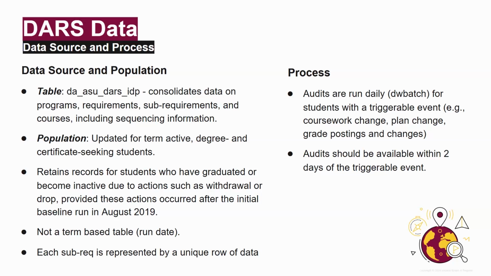Audits are run daily as part of the DW batch for students with a triggerable event. Now that means that the student must have some kind of course change, a plan change, a grade posting or change. If that doesn't occur, there will not be an updated audit in the table. The audits should be available within 2 days of a triggerable event. So the run date of an audit will be the date it hits that table.